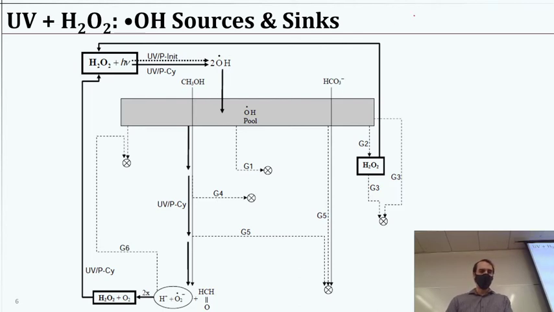So bicarbonate, and we'll talk more about the quenching and unwanted reactions next time, but bicarbonate and other weak bases tend to react pretty strongly with hydroxyls and can be a problem that way. So we definitely don't want lots of carbonate in our systems if we're trying to apply these OH radical AOPs. Okay, so then we have several different reactions that can occur.